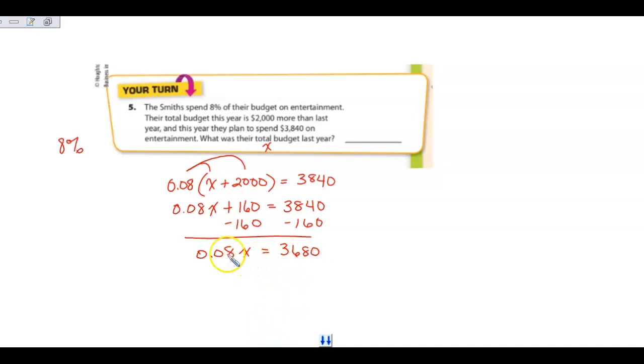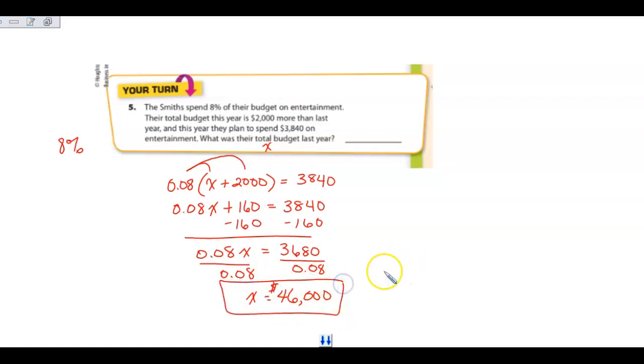Now we need to solve for x, so we need to divide by 8/100ths. So x is going to equal $46,000. So last year's budget was $46,000 for the year.